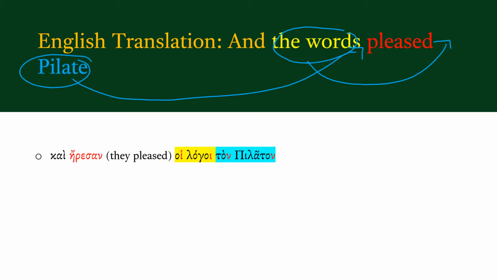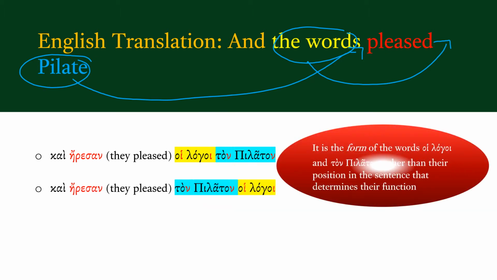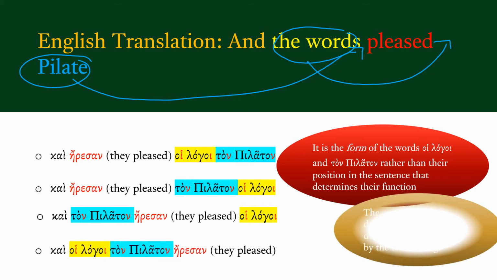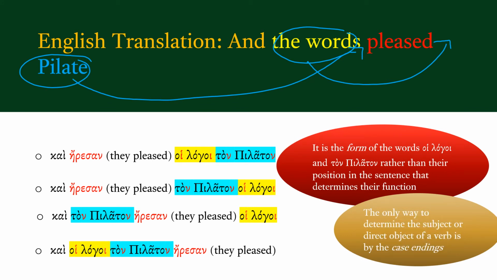Remember that in Greek, the function of a noun is determined by its case, which is marked by its ending. To make this clear, I shuffled the two nouns around in the Greek sentence so that you can see that it's the form of the noun and not its place in the sentence that determines the function of the noun.